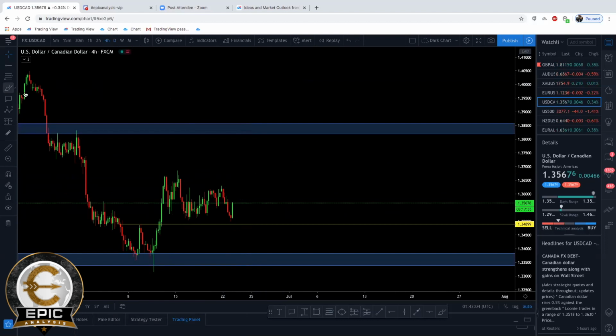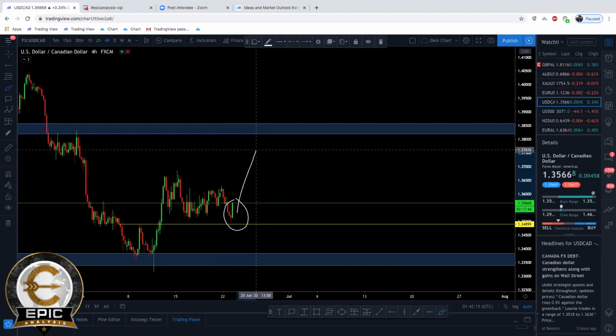UCAD was another one I was looking at too. I believe Ryan just caught that signal. So this closed 4-hour bullish engulfing, and our chances of continuing to the upside increase.